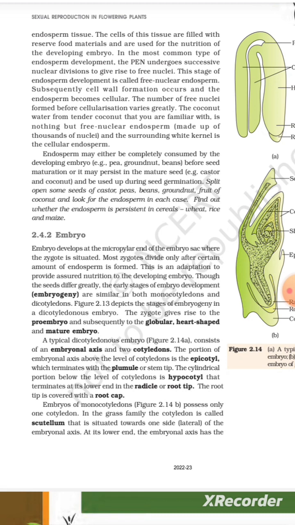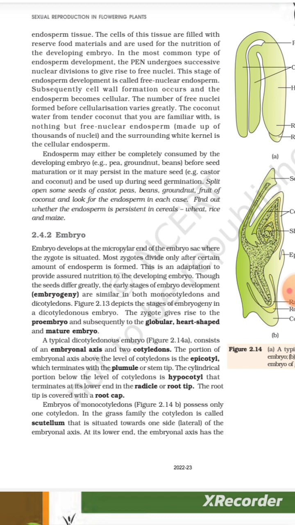In the most common type of endosperm development, the PEN undergoes successive nuclear divisions to give rise to free nuclei. This stage of endosperm development is called free nuclear endosperm. Subsequently, cell wall formation occurs and the endosperm becomes cellular. The number of free nuclei formed before cellularization varies greatly. The coconut water from the tender coconut that you are familiar with is nothing but free nuclear endosperm made up of thousands of nuclei, and the surrounding white kernel is the cellular endosperm.